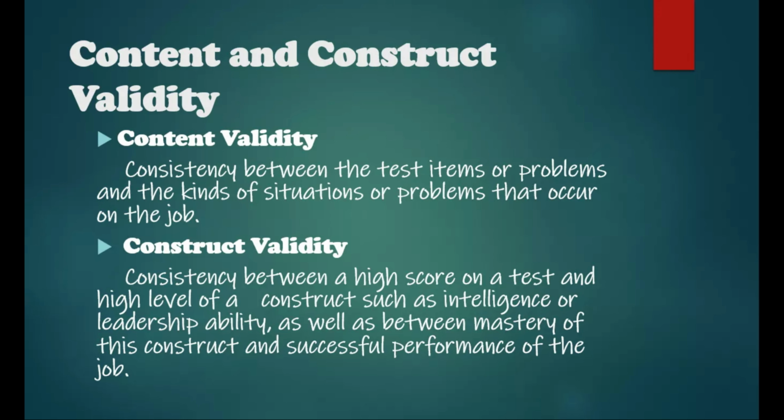Content and construct validity. Content validity is the consistency between the test items or problems and the kinds of situations or problems that occur on the job. They give more importance to the content of the test if it has situational factors related to potential problems that might occur in the job. Personnel will definitely know whether the candidates can do well and manage the problem, or easily get stressed and break down. It contains tendencies which commonly happen in the job.